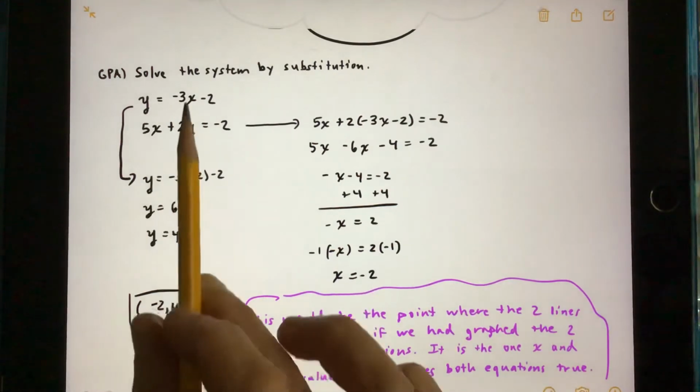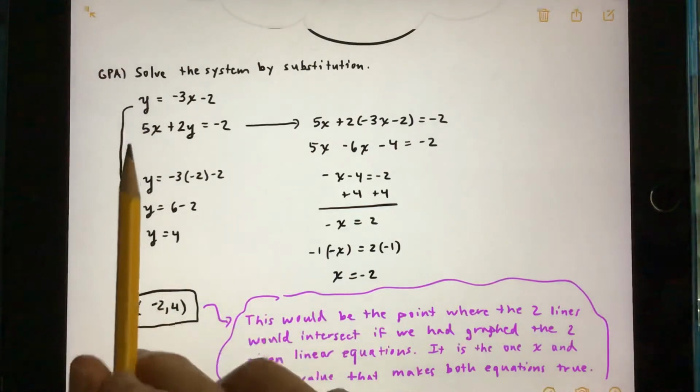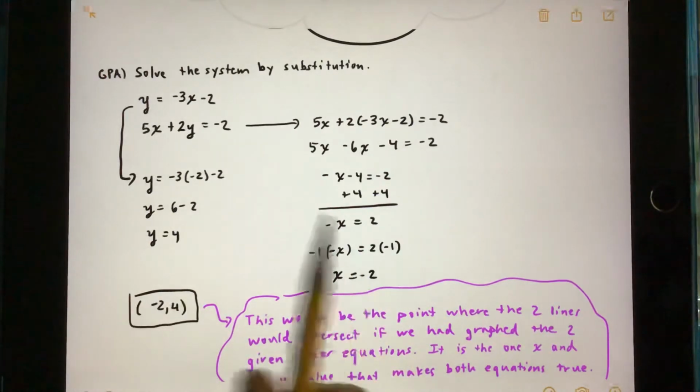Well, that's great. I know what x is in both of these equations, but I also want to know what y is. So I pick either equation, whichever one looks easier, to put the value of negative 2 in for x to figure out my y.